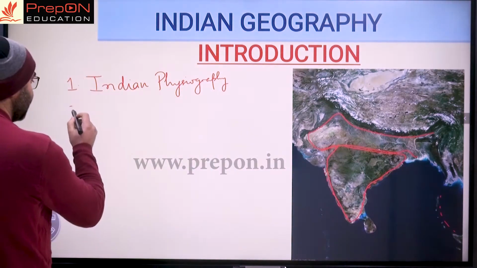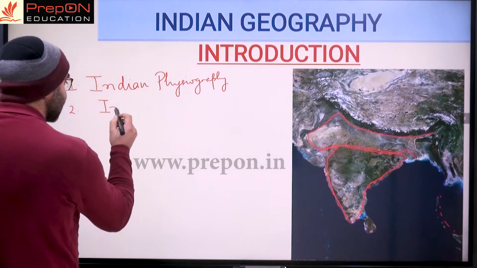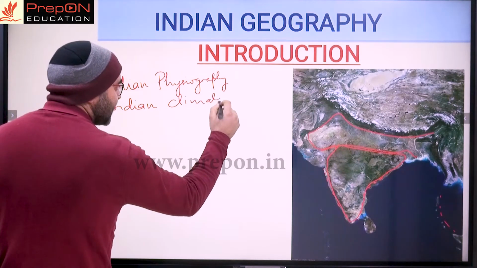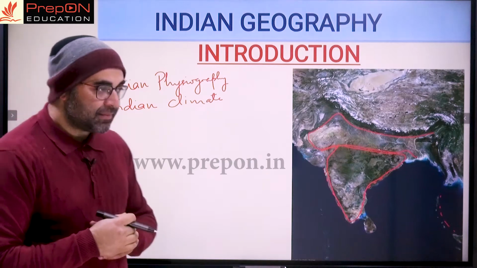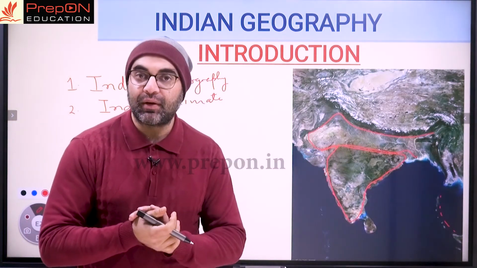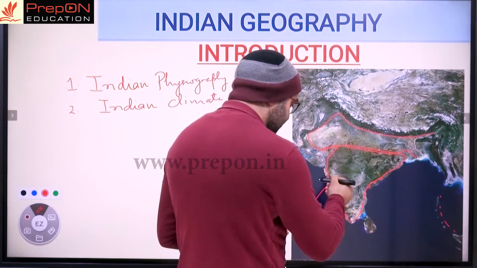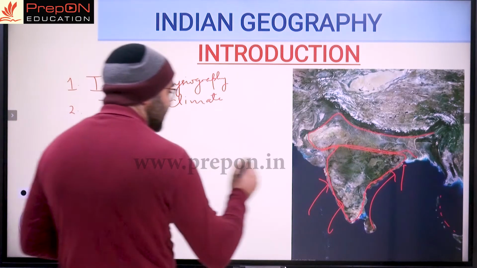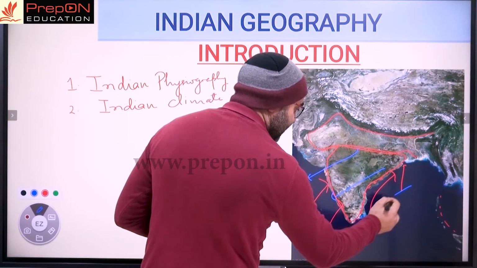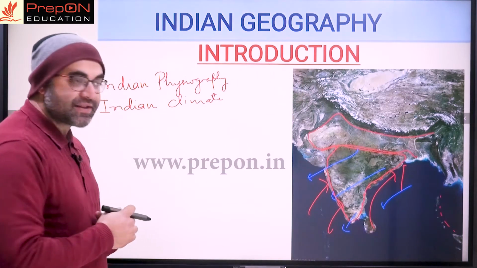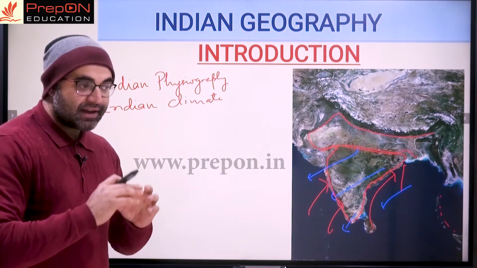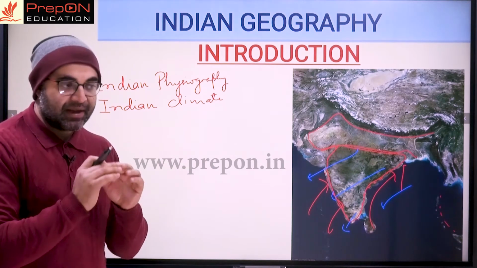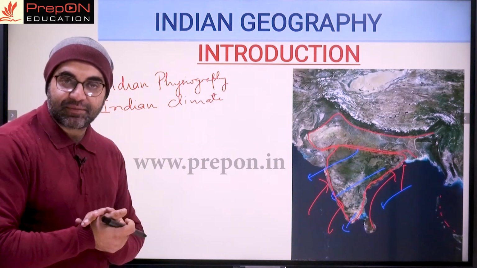Then once we are done with Indian physiography, we need to discuss the second topic, that is Indian climate. And it's needless to say that Indian climate is monsoonal. All of us know that monsoon has a prominent effect on India. Be it the southwest monsoon, or the northeast monsoon, all these winds have influence in India, so much so that the entire financial year is coinciding with the onset of monsoon. The agriculture year is coinciding with the onset of monsoon.